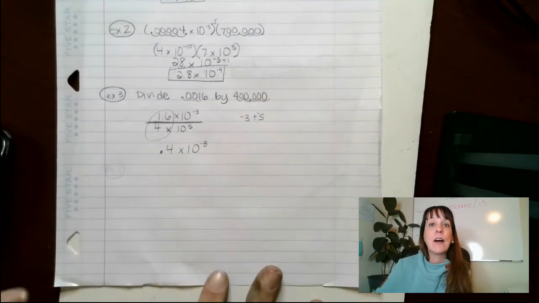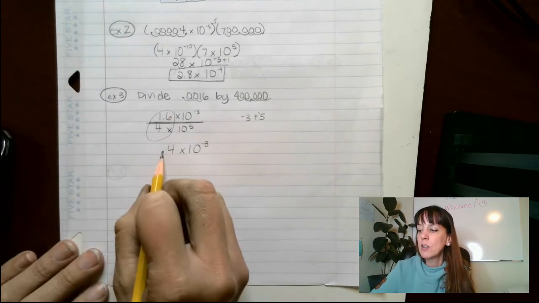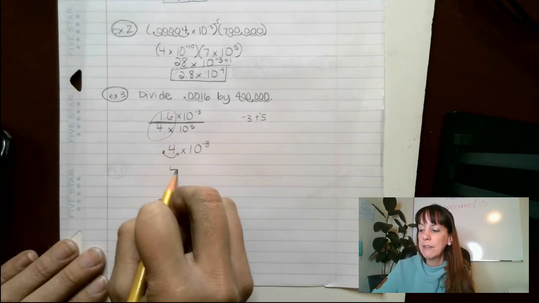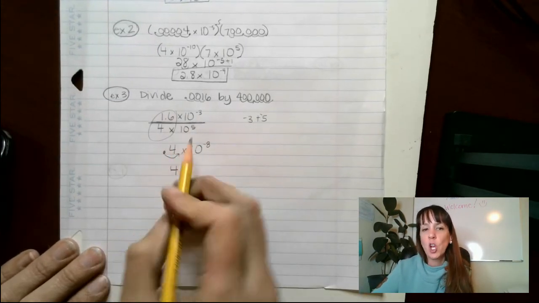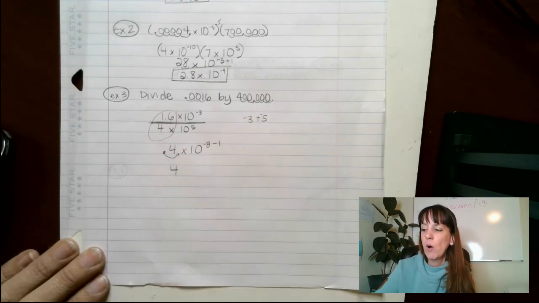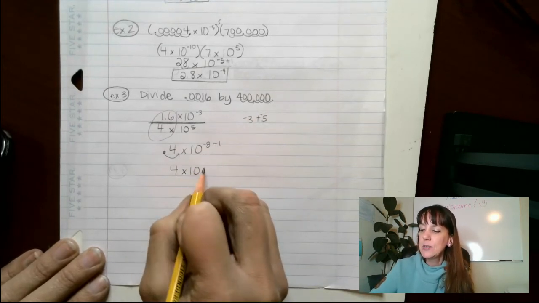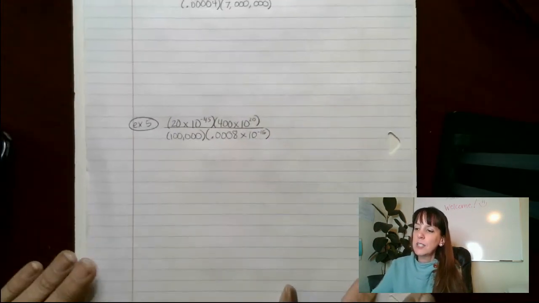All right. Now, this is not scientific notation. I need to move this over 1 spot. So when I do that, I get 4. I made this number larger, so I have to make this smaller by 1. So I get 10 to the -9. All right, guys. Let's try some more of these.